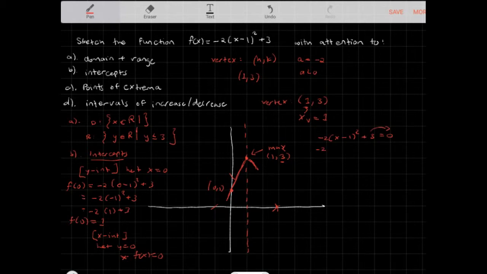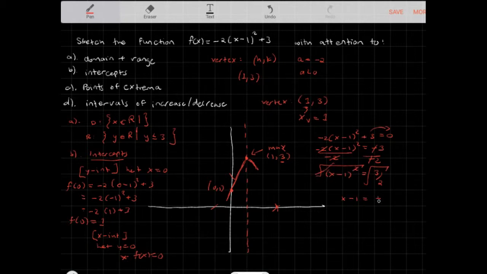I'm going to move the 3 to the other side. Negative 2 times (x minus 1) squared is equal to negative 3. And divide by negative 2 on both sides. The negative 2's cancel out. (x minus 1) squared is equal to 3 divided by 2. It's basically 1.5. And then what I want to do here is solve for x. I'm going to take the square root. The square and the square root cancel out.